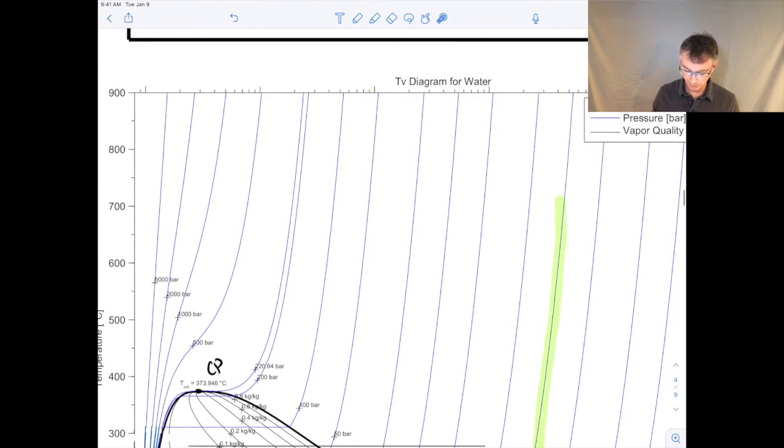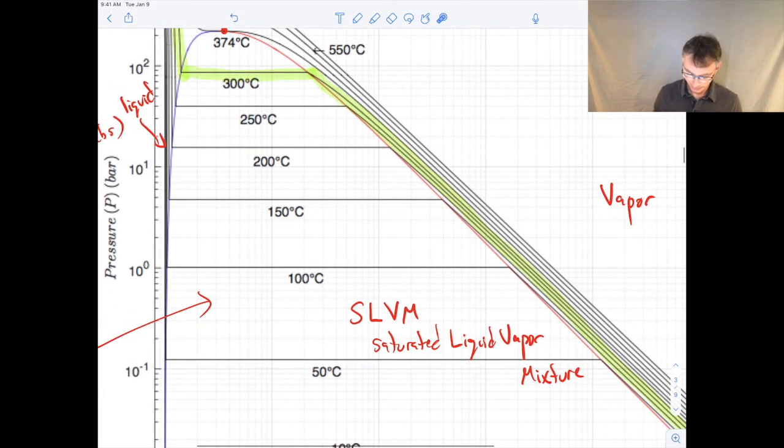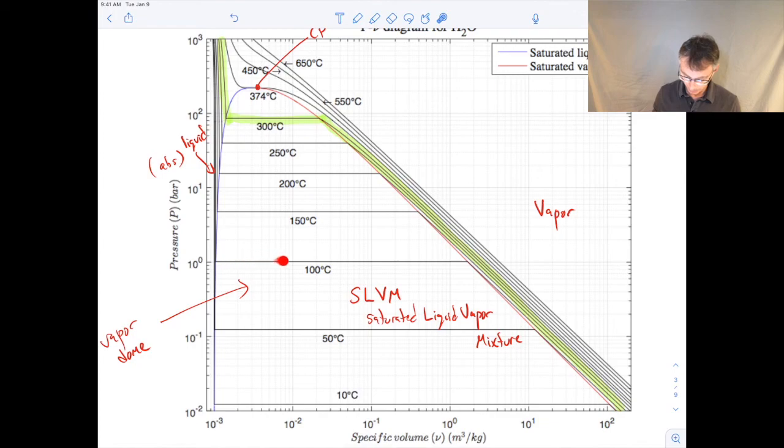And a similar set of arguments can be used to describe why you have, in this PV plot, the temperature remaining constant at a particular pressure. So here, by the way, you can see at 100 degrees C, that's occurring at roughly 1 bar. Again, this would be the point at which you're boiling water at roughly 1 atmosphere.